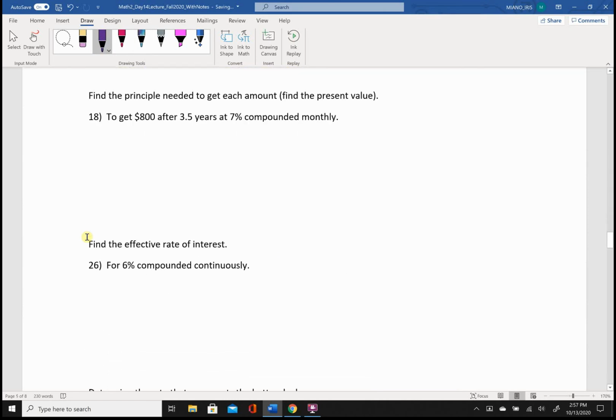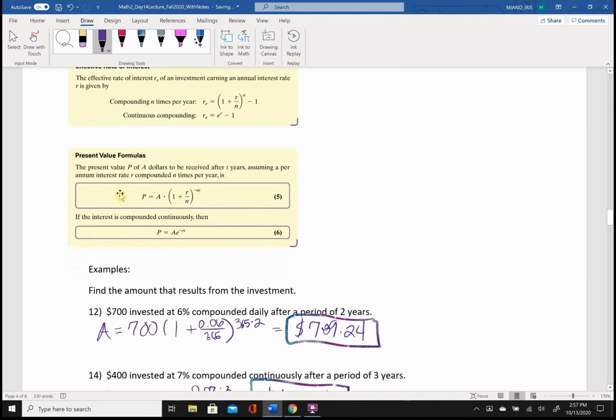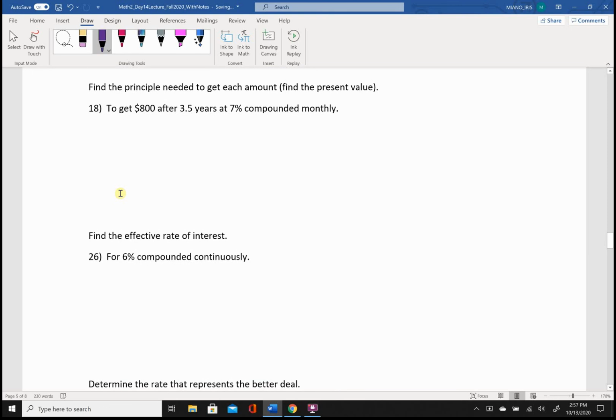Let's continue. Let's find the principal needed to get each amount. And by each, I mean, of course, just this one. We just have one example of this ilk, okay? So we're going to go ahead and use the current or present value formula, right? So we're going to be given a scenario in which we want to get $800. So that's the amount that we're looking for. What would the principal need to be? That's the question. So the amount will be $800.